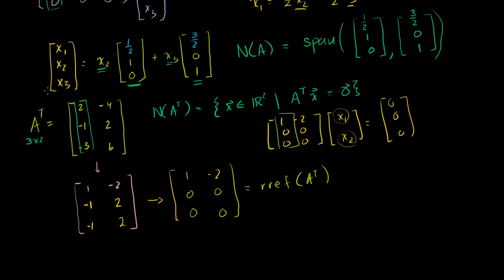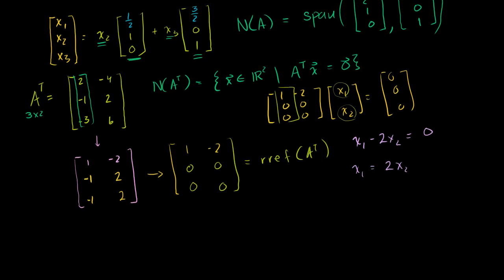Let's go back to our null space. So this tells us that 1 times x1 minus 2 times x2 is equal to 0. Or we could say that x1 is equal to 2 times x2. So all of the vectors in R2 that satisfy these conditions with its entries will be in the null space of A transpose.